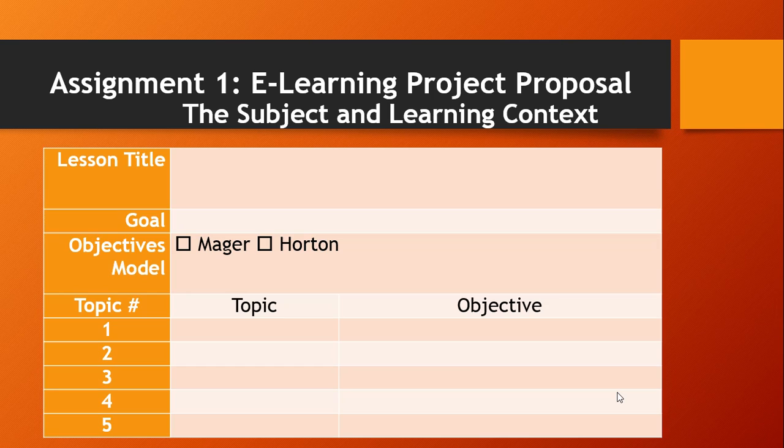I can suggest that you provide a table to illustrate what you're going at in an easy to see way, and so you would include your lesson title, the goal, whether you're following Major or Horton's for objectives. You would put your 5 topics and then each objective, which is going to be another section of this proposal that I'll talk to you about later. But you can use a table like this to summarize what you're intending to do.